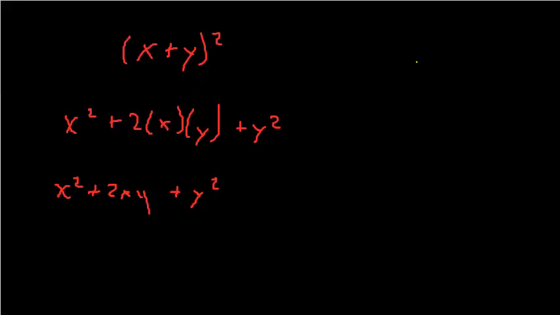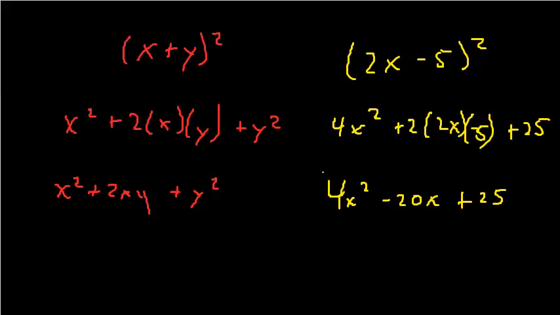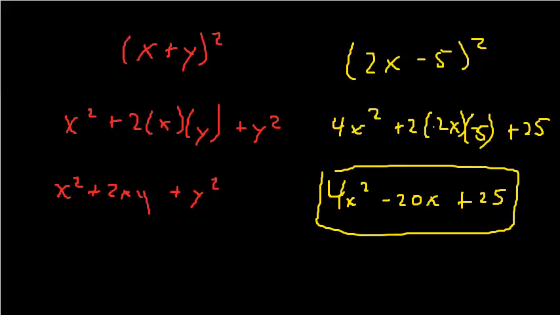We can take a little more complicated example, this time 2x minus 5 squared. Then we take our first term squared, giving us 4x squared. Our middle term is 2 times each term here, and then our last term squared. Okay, I multiply this out. My first term, 4x squared, then 2 times 2x times negative 5 gives me a negative 20x, plus 25. And that then is my final answer for this binomial squared.